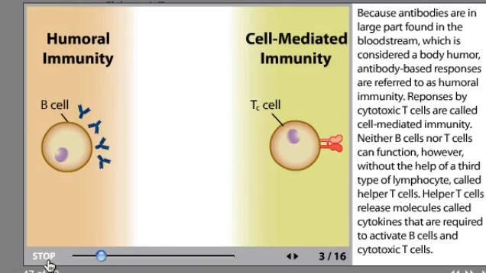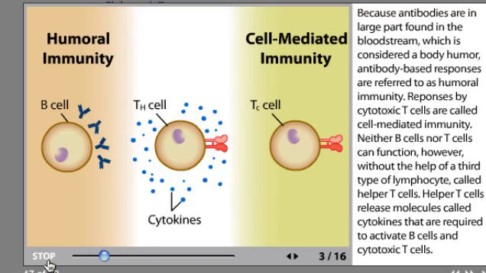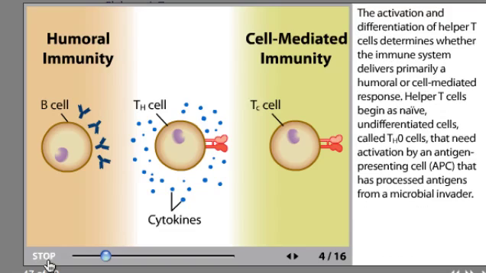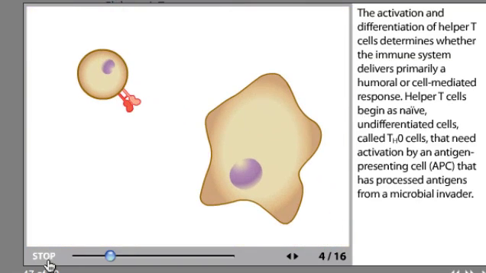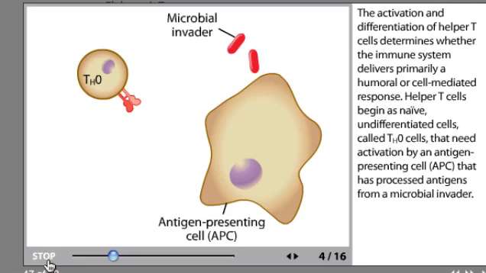Neither B cells nor T cells can function, however, without the help of a third type of lymphocyte called helper T cells. Helper T cells release molecules called cytokines that are required to activate B cells and cytotoxic T cells. The activation and differentiation of helper T cells determines whether the immune system delivers primarily a humoral or cell-mediated response. Helper T cells begin as naive, undifferentiated cells called Th0 cells that need activation by an antigen-presenting cell or APC that has processed antigens from a microbial invader.